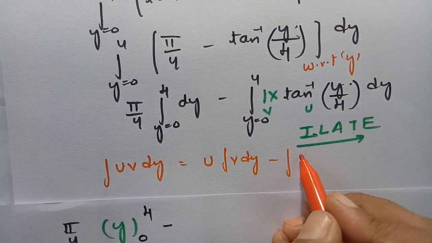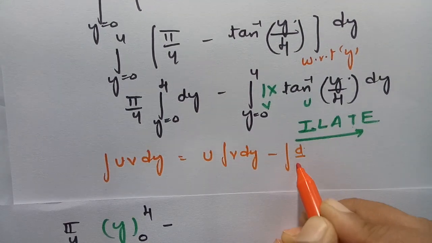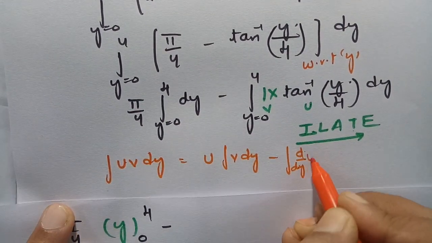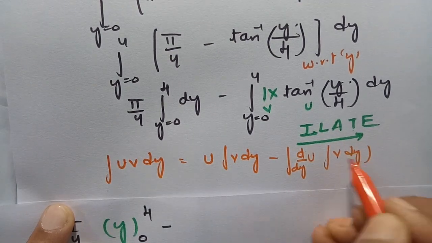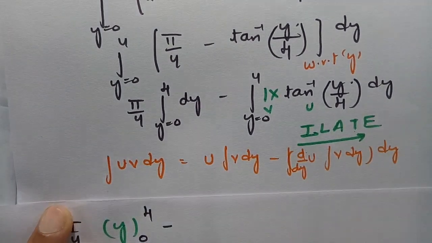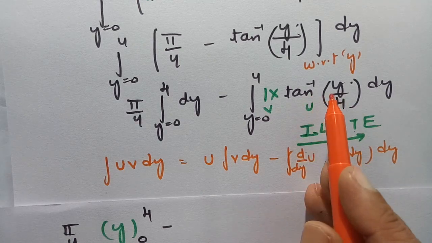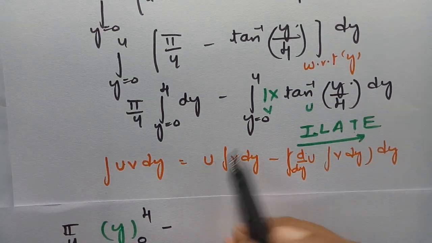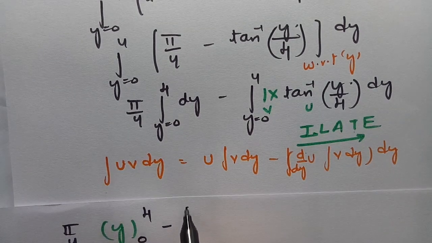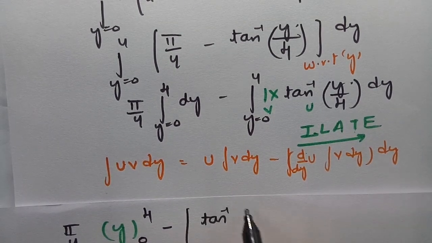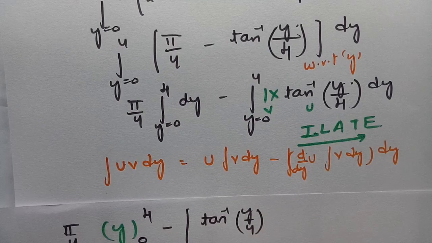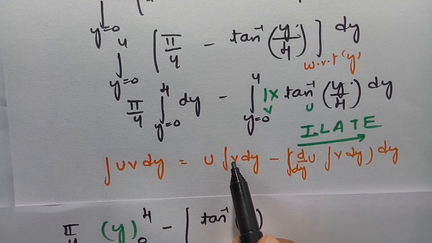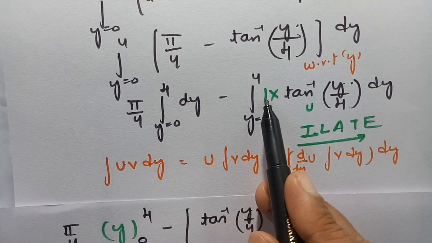Minus integral of the derivative, that is d by dy of u times integral of v dy, whole dy. So if I apply this formula here, see what will happen. We have to leave u as it is. What is u here? This is tan inverse of y by 4. We leave it as it is, and we have to integrate v. So what is the integral of v?